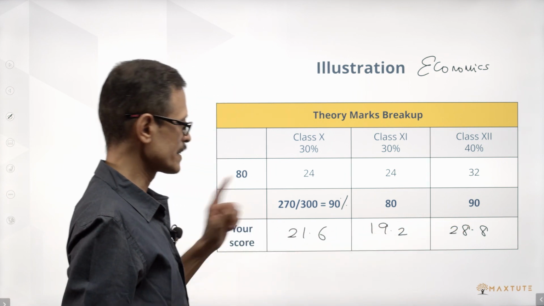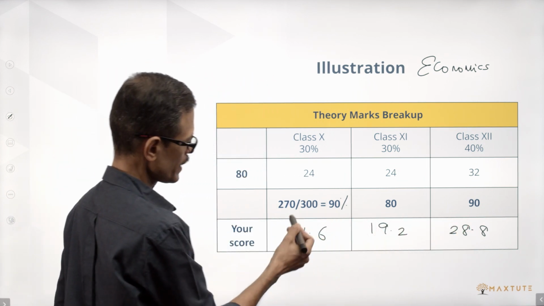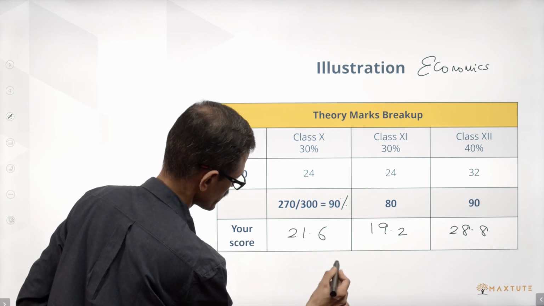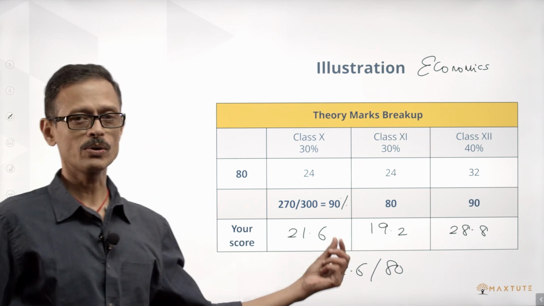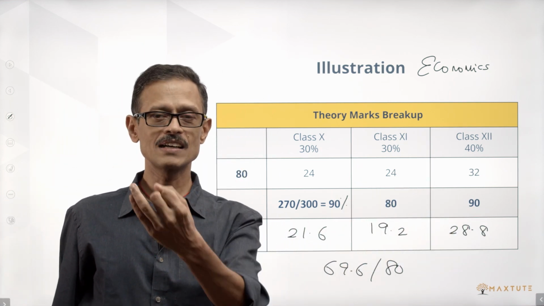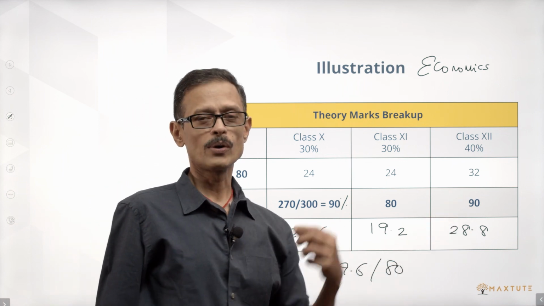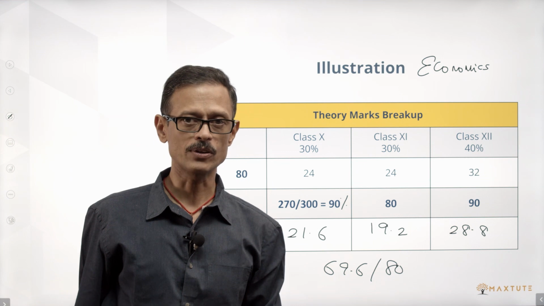So, all of these 3 things will add up: 28.8, 19.2, 21.6, which gives 69.6 as the total that you are going to be getting. So, 69.6 out of 80 is what you will get if this is the breakup that you got in 10th, 11th final examination, and what your school awarded for your pre-board examinations, half yearly and unit test components taken together.